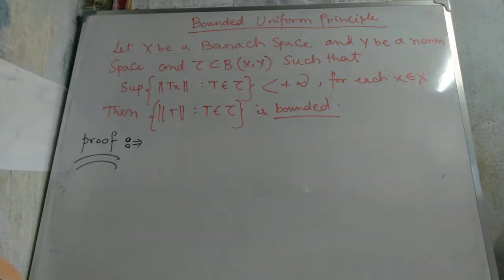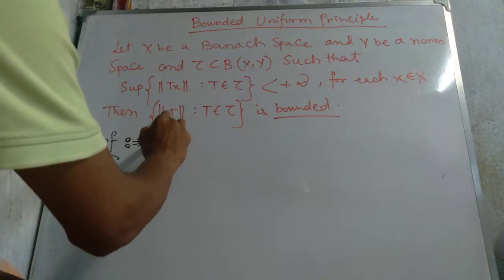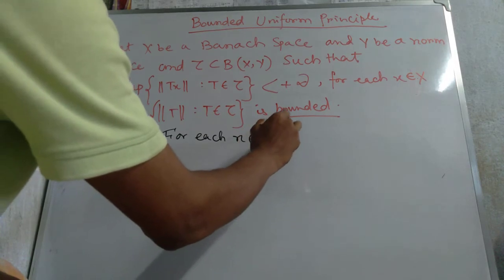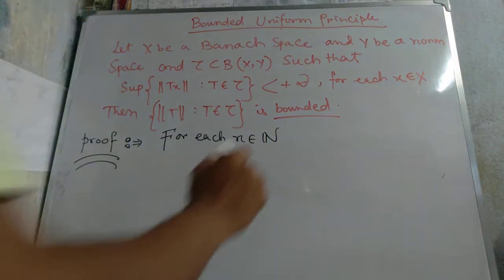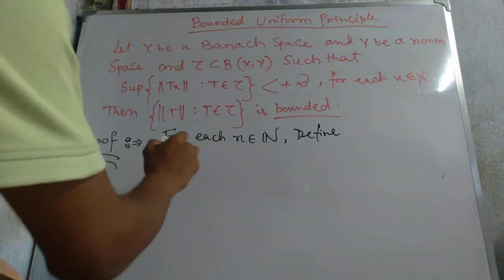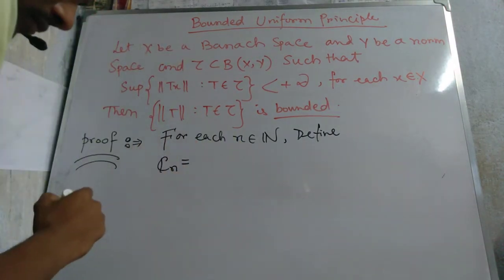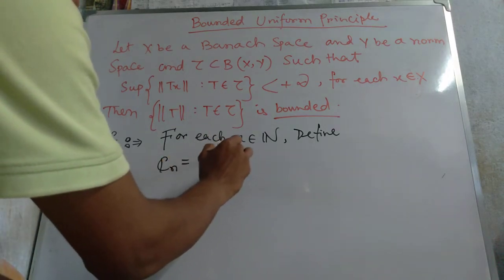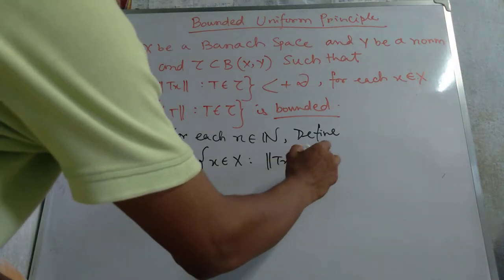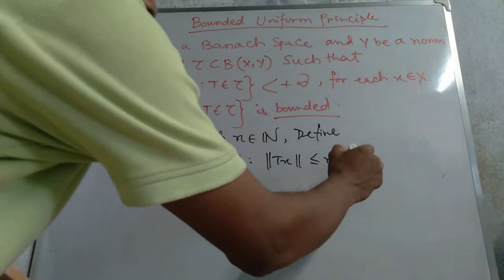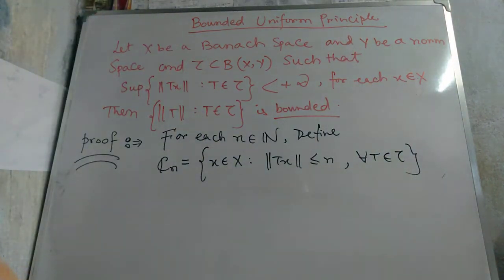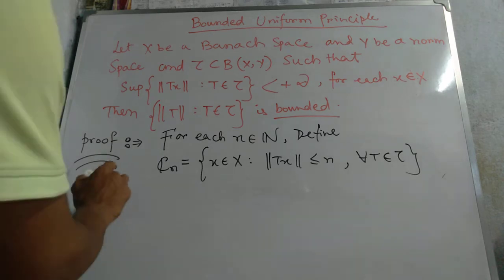Now we are going to prove this theorem. First, for each n belongs to N, define Cn equal to the set of x belongs to X such that norm of Tx is less than or equal to n for all T belongs to tau. We proceed with the following steps.